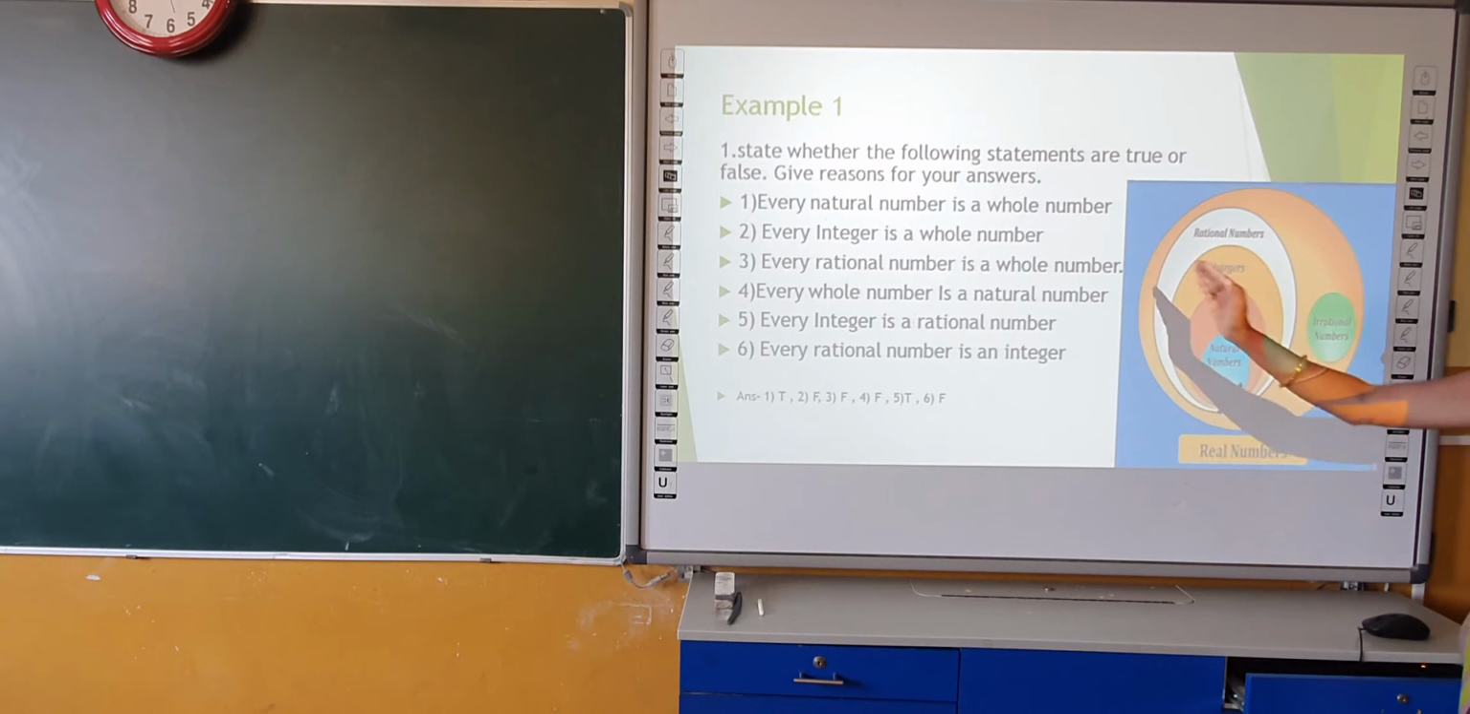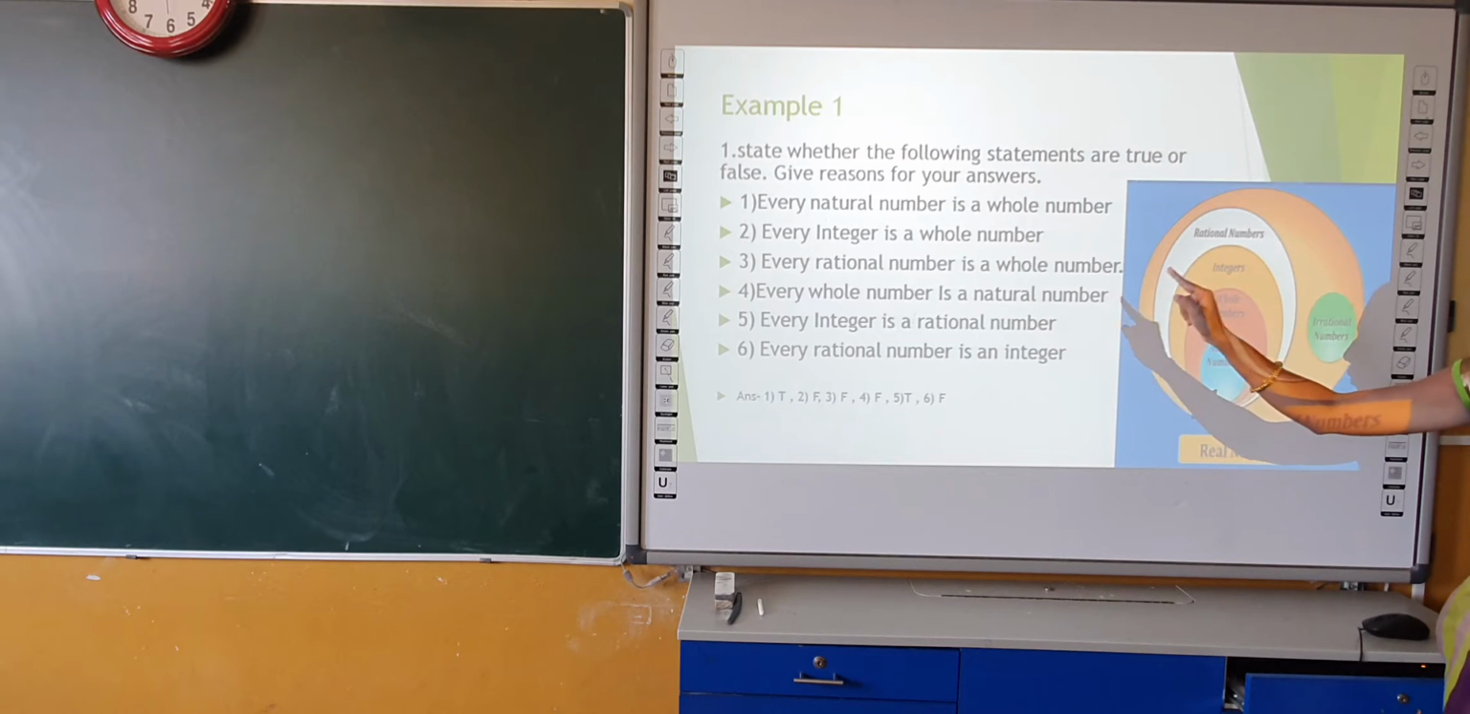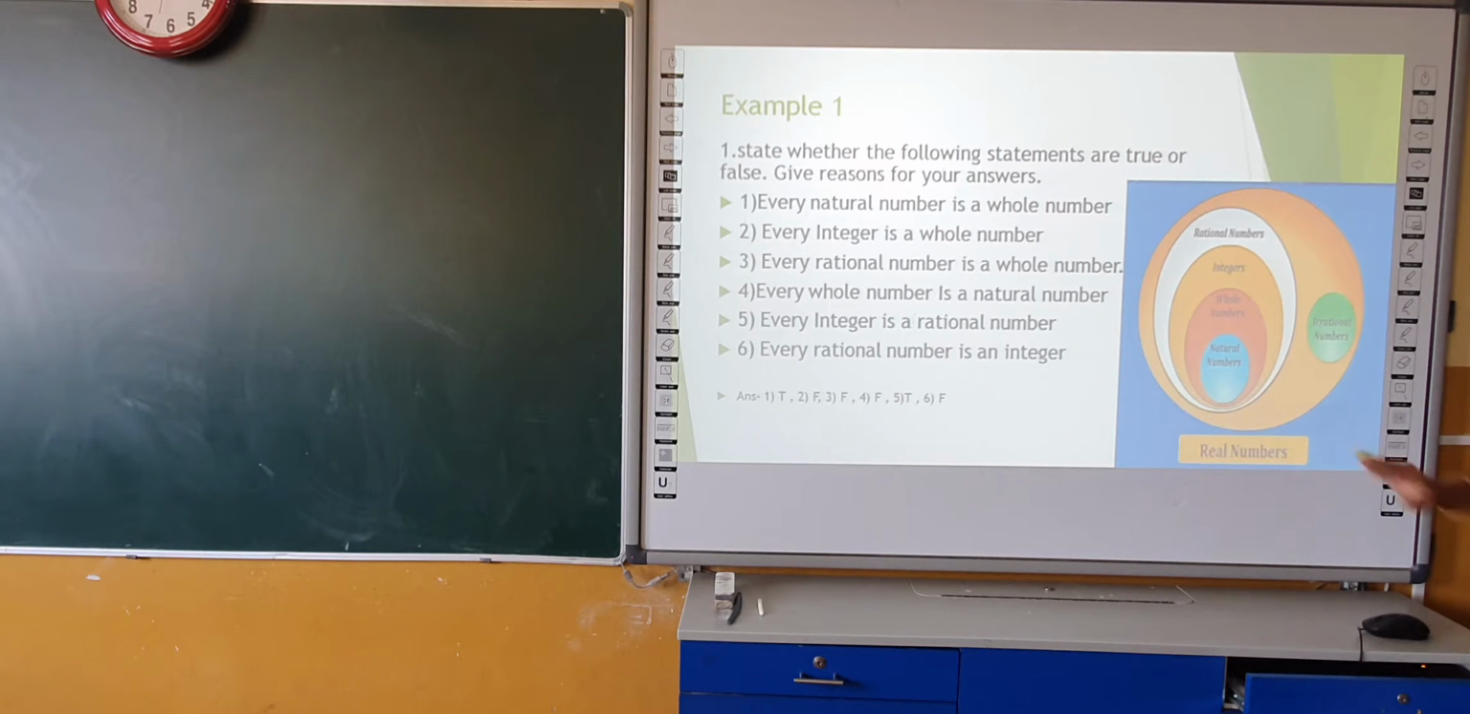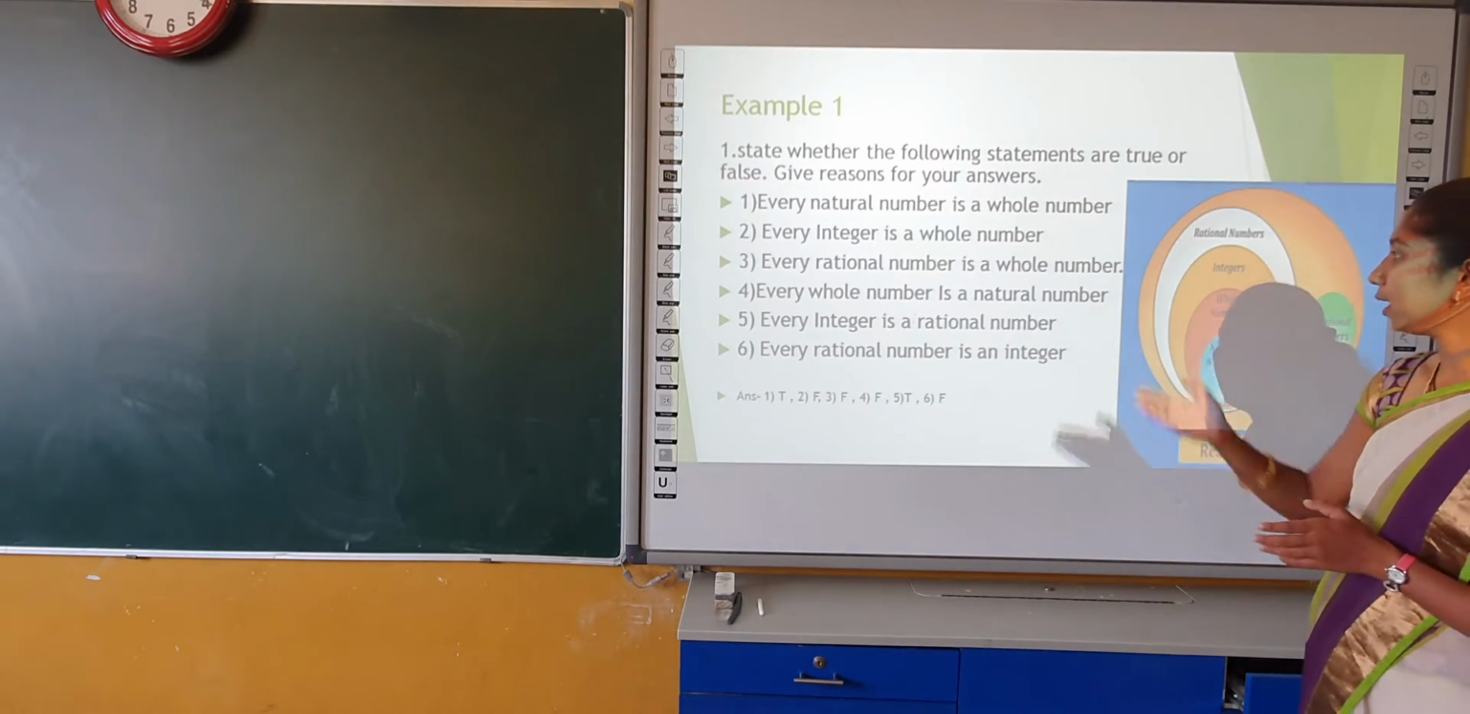Next is the third statement. Every rational number is a whole number. Look at the diagram. Is every rational number a whole number? No, that is false. Only every whole number is a rational number. For that also you have to give a reason. I will consider one example, 4 by 7. It is of the form p by q, so we can consider it as a rational number. But 4 by 7 is not a whole number.